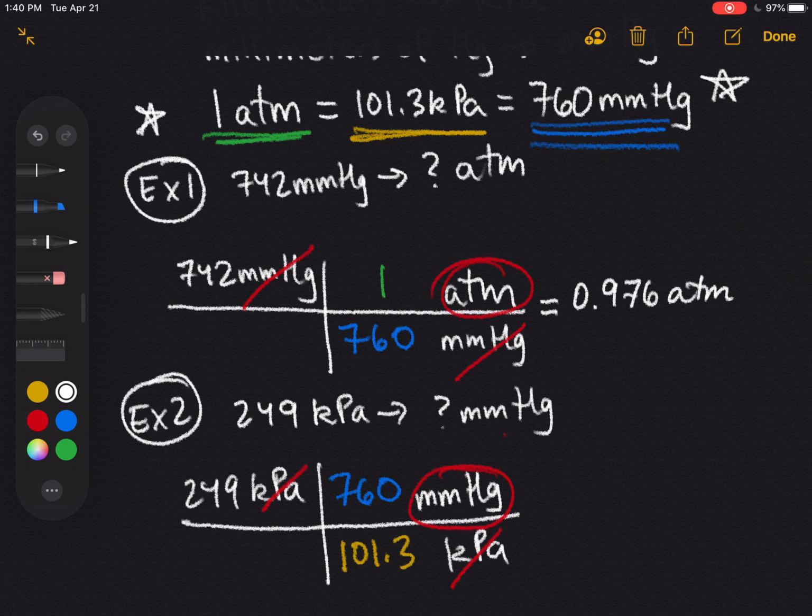So in the calculator, I'm going to type in 249 times 760, divided by 101.3, and I should get, with 3 significant figures, rounding this up a little bit, 1,870 millimeters of mercury. So that's it. That's how you convert between these different units of gas pressure.